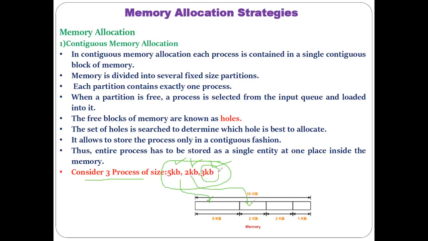But now the remaining process size is how much? 3 KB. But is there any partition whose size is 3 KB? No, this is 2 KB, this is 1 KB. You could say that if you add these two partitions, it becomes 3 KB. But in case of contiguous memory allocation, you cannot put this process of size 3 KB into these two blocks of memory, because the characteristic says each partition contains exactly one process.